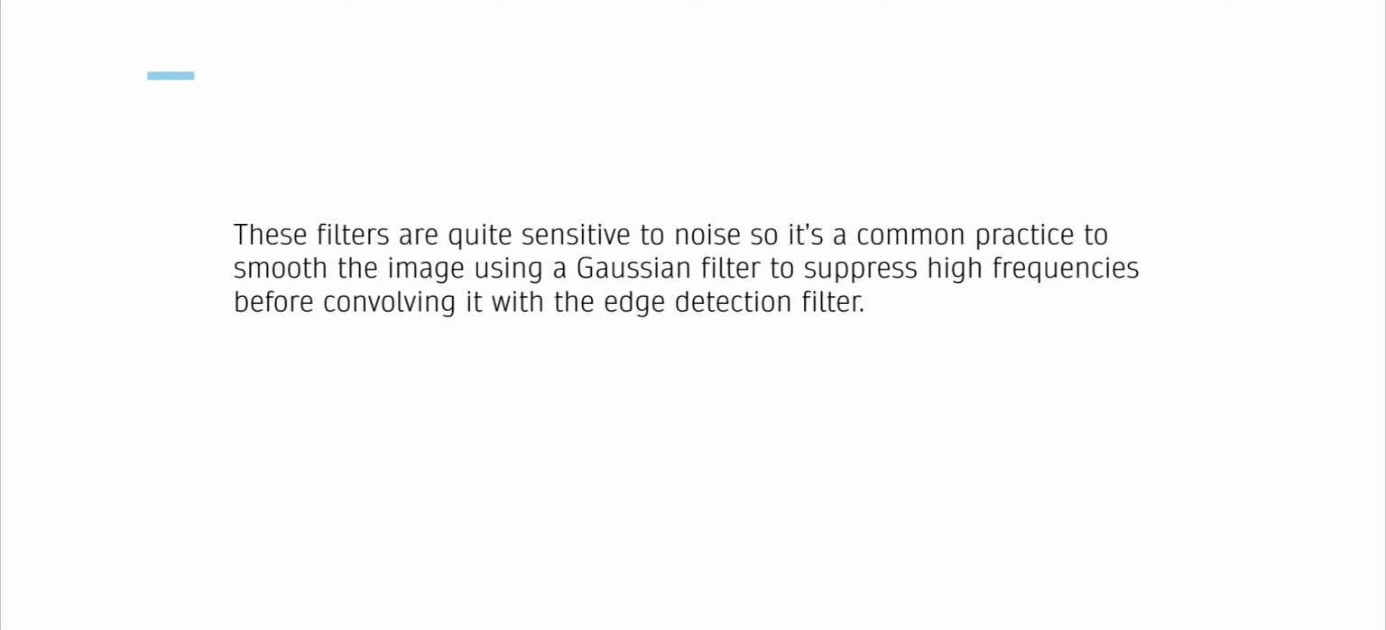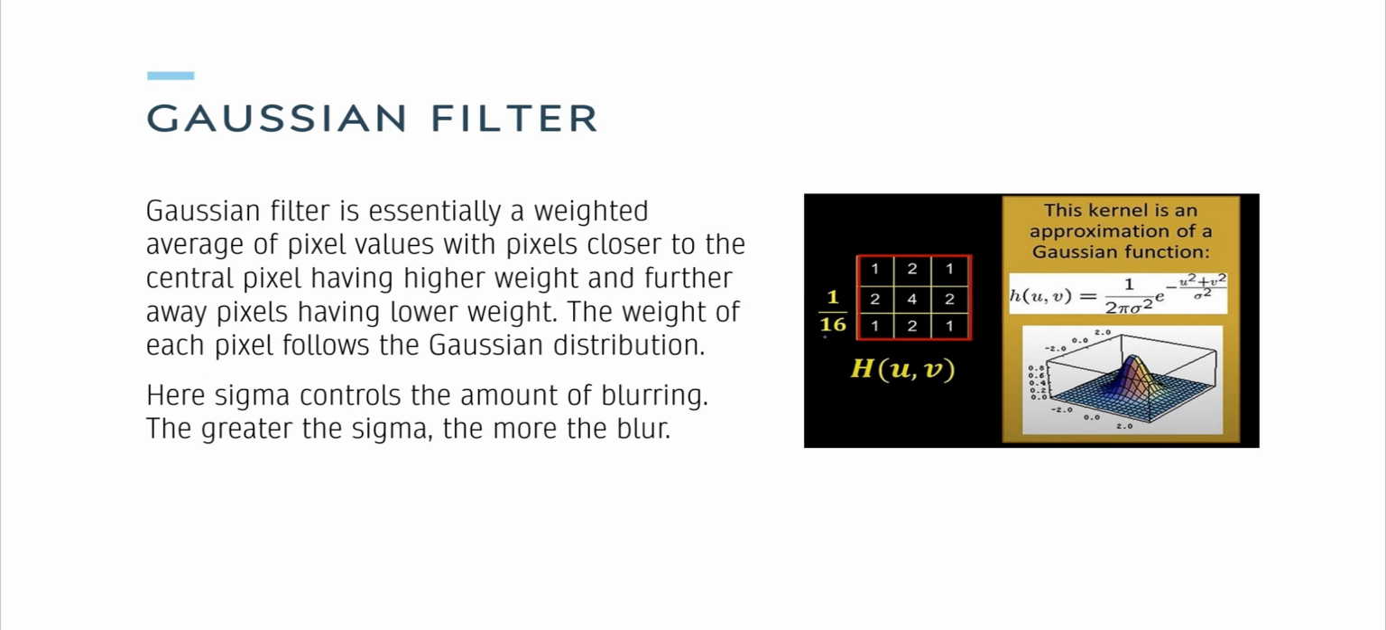Now, these filters are quite sensitive to noise, so it's a common practice to smooth the image using a Gaussian filter to suppress high frequencies before convolving it with the edge detection filter. Now let's take a look at the Gaussian filter. It is a low-pass filter. What it does is that it takes the weighted average of the pixel values, with the pixel closer to the central pixel having higher weight and pixels further from the center having lower weight. The weight of each pixel follows a Gaussian distribution. As we can see, the central pixel has greater weight and the pixel away from the center has lower weight.